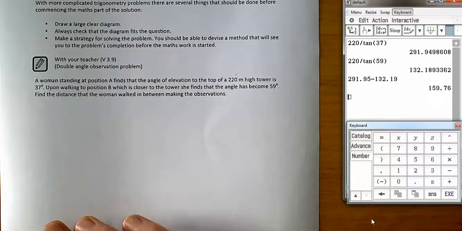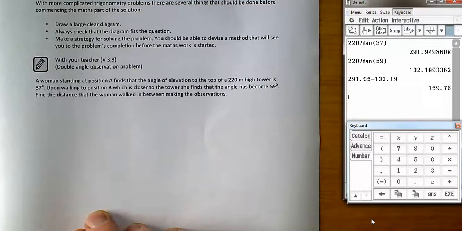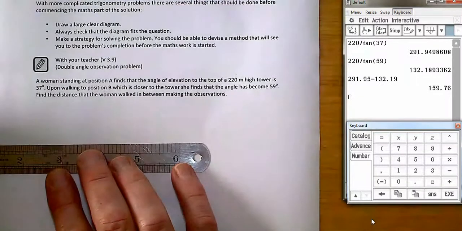One of the classic questions in trigonometry is called a double angle observation question. It's like this. A woman standing at position A finds that the angle of elevation to the top of a 220 metre high tower is 37 degrees. Let's draw that much so far.